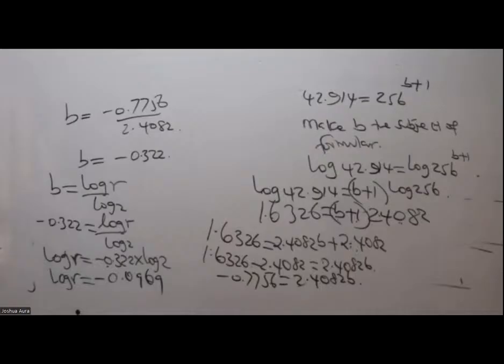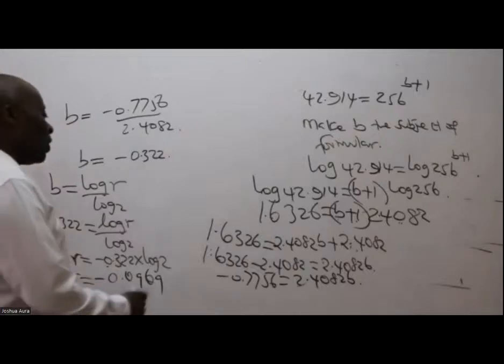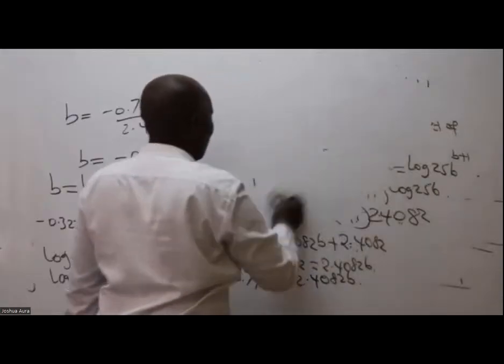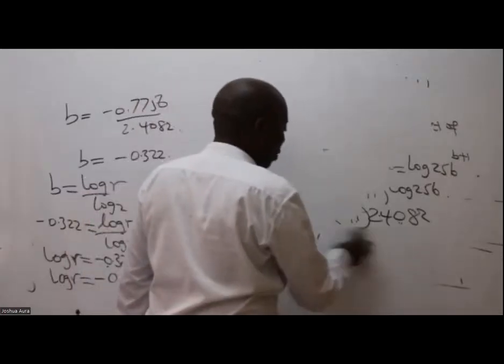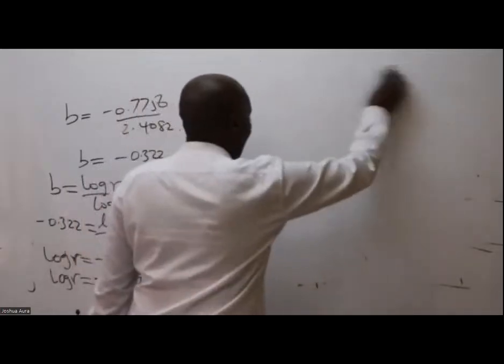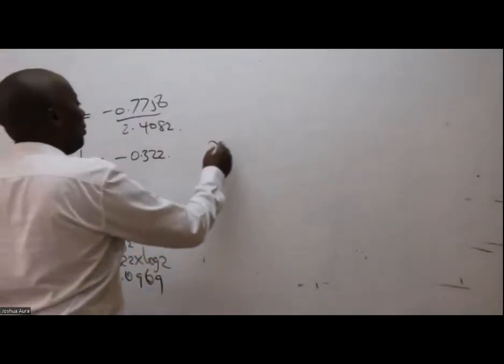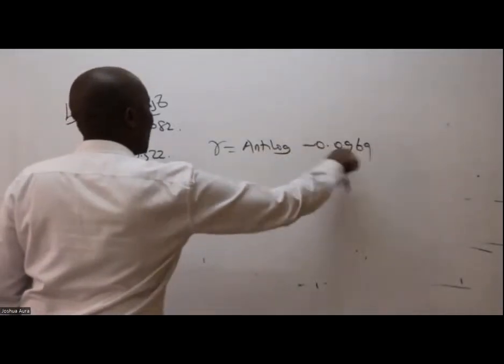But now you see, I do not want log R. I want R alone. So when I want R alone, the logarithm has to be taken to the other side of the equation. When the logarithm crosses over, it becomes an anti-log. So it means automatically that R will be equal to anti-log of negative 0.0969, like that.